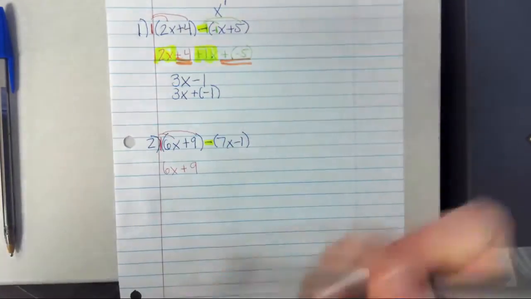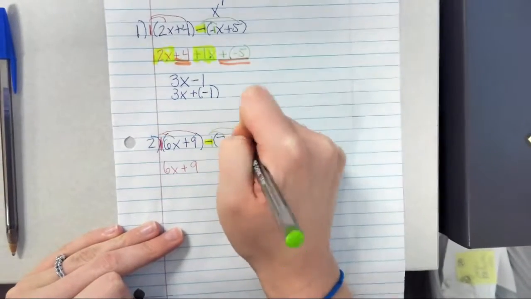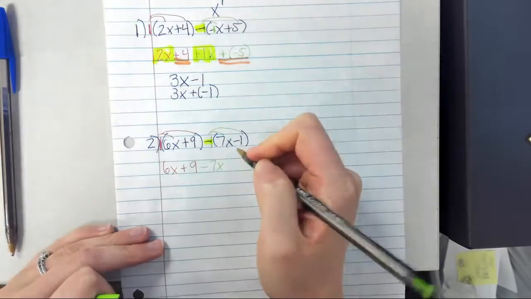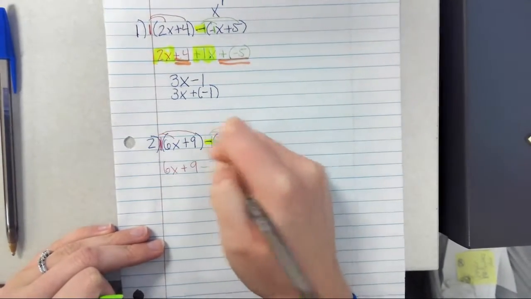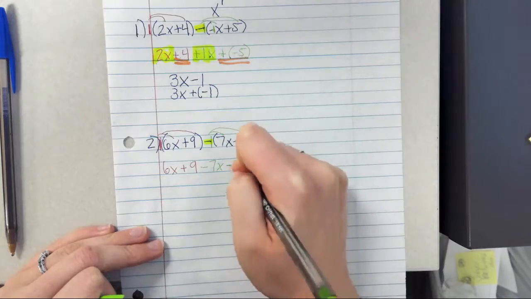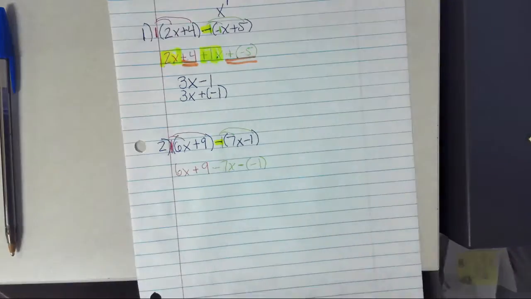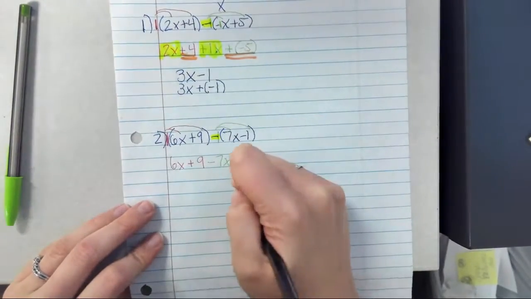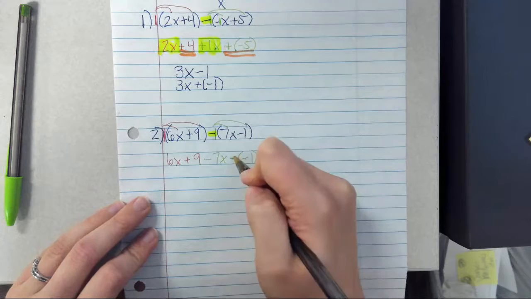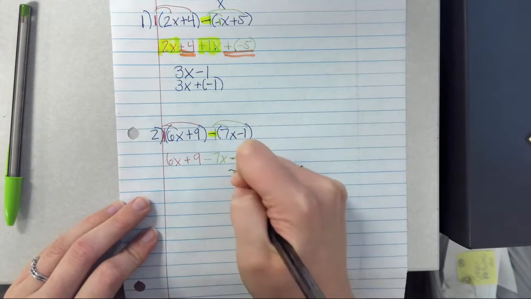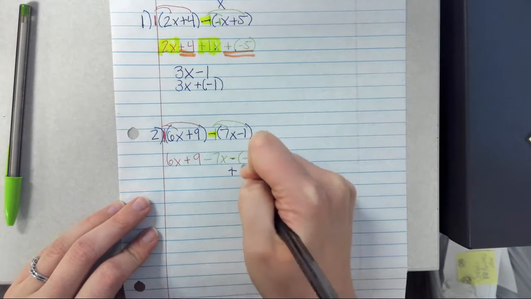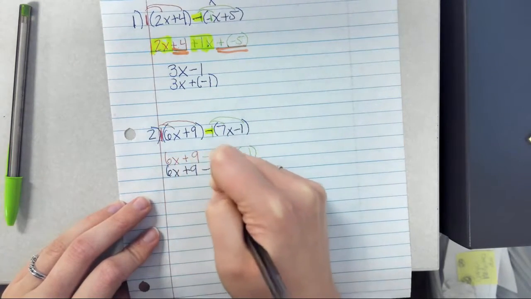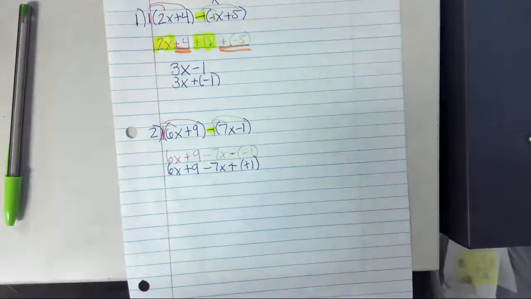Here, though, we are distributing a -1. -1 times 7x is -7x. Bring down my sign. -1 times 1 is -1. Now, these get a little bit tricky, but what you need to remember is minus a negative. Well, when we're subtracting, we can always add the opposite. The opposite of -1 is +1. So we'd have 6x plus 9 minus 7x plus +1.